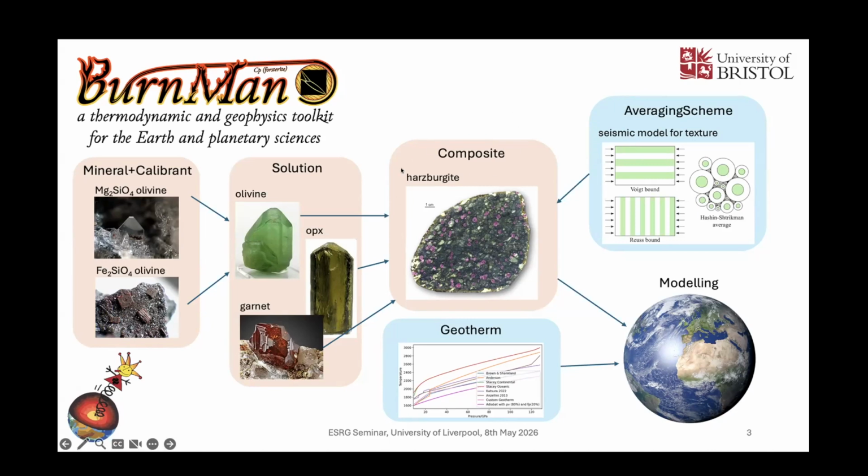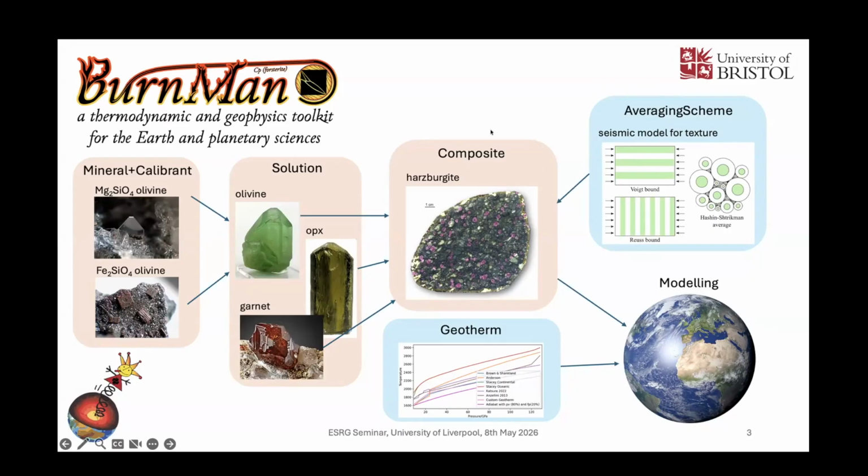Coupled with those composite classes is an averaging scheme. Just knowing the phase proportions and the compositions of all of our different phases, and also the pressure and temperature of the composite itself, is not enough to tell us what the effective isotropic seismic velocities of that composite are going to be. So we can also tack on another class called an averaging scheme class, which can take a bunch of different models that help us to approximate, at least in a 1D sense, the texture of that rock. So the Voigt bound, the Reuss bound, the Hashin-Shtrikman bounds.